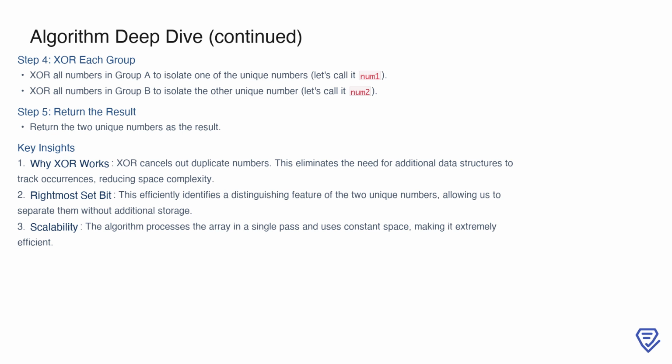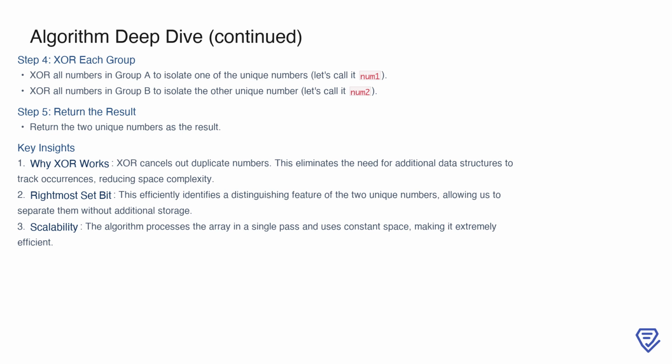Now, we XOR all the numbers in Group A, which isolates one of the unique numbers, number 1, since duplicates cancel out. Similarly, XORing all the numbers in Group B isolates the other unique number, number 2. Finally, we return these two numbers as the result.